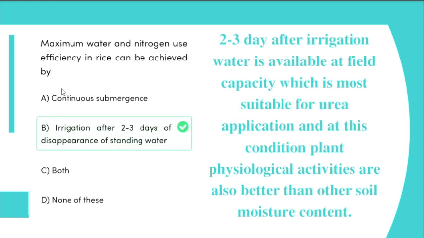Next question. Maximum water and nitrogen use efficiency in rice can be achieved by. So here option number B is correct. Irrigation after 2 to 3 days of disappearance of standing water. So 2 to 3 days after irrigation, water is available at field capacity, which is the most suitable for urea application, and at this condition, plant physiological activities are also better than at other soil moisture contents.